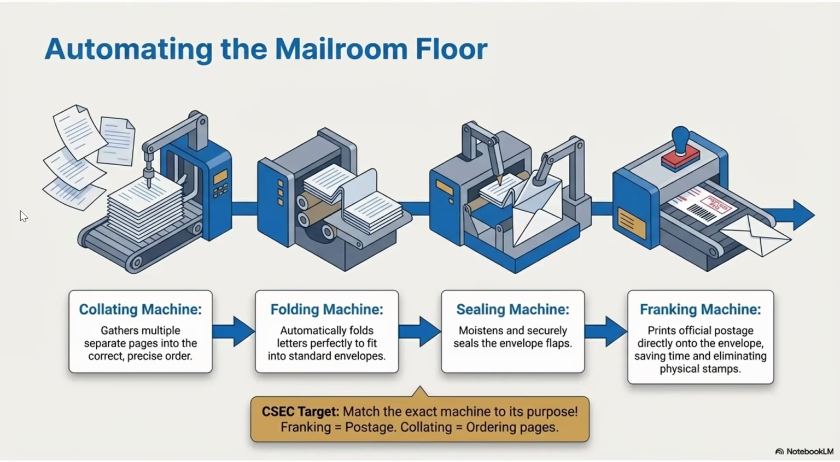The official postage will be printed directly on the envelope. If you don't have a stamp, you can substitute the franking machine. If you need to seal a large amount of envelopes, you could use a sealing machine. If you need to fold a large amount of paper and you don't want to do it manually, use a folding machine. If you need to sort paper in order, you use the collating machine.